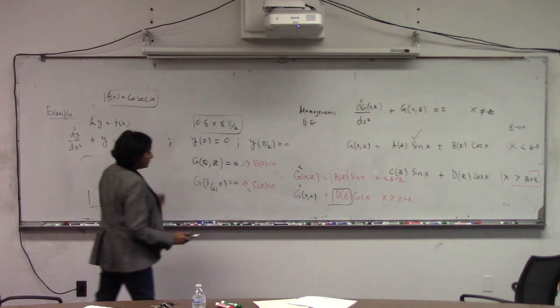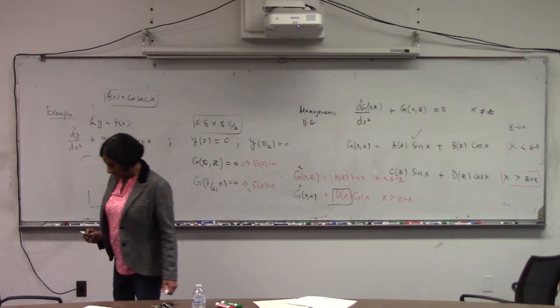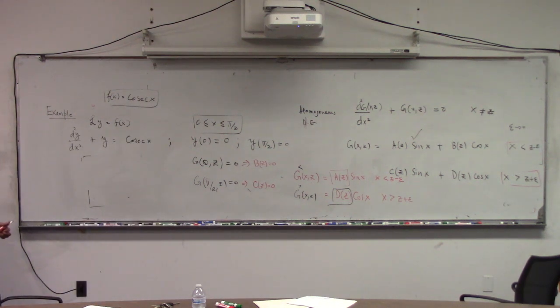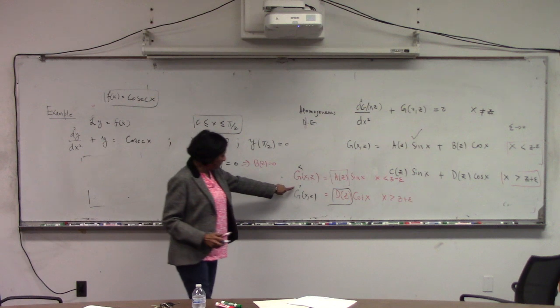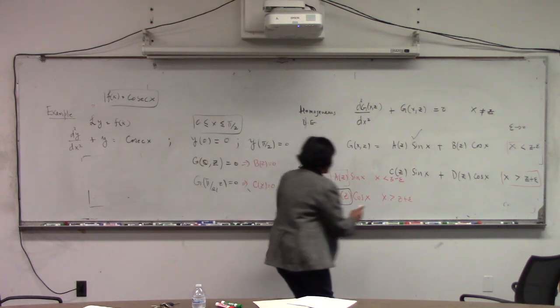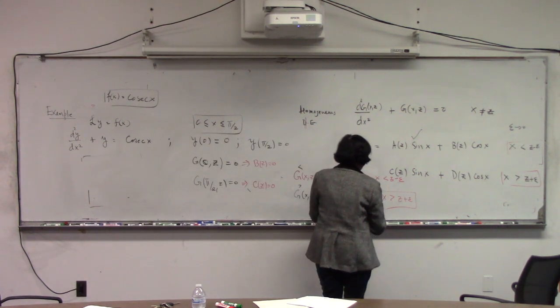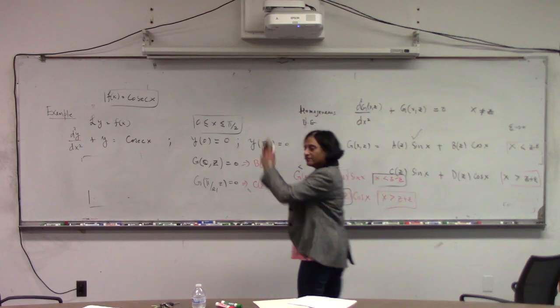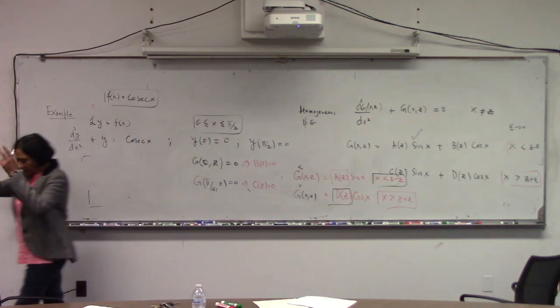All right. So the G with the greater than sign, that's for the right-hand side, that means this regime, the region to the right side of the discontinuity. Yeah. Okay.